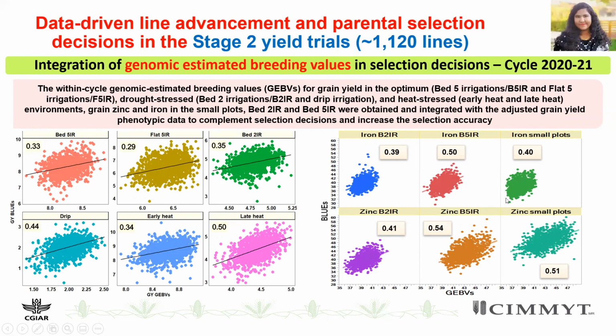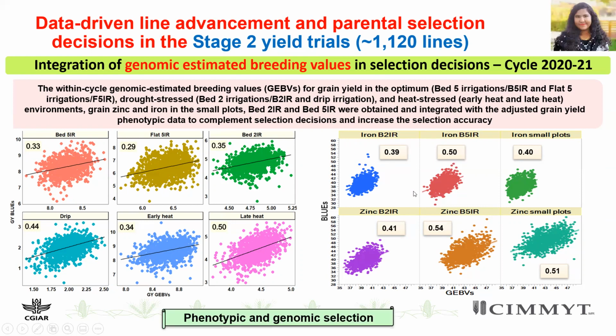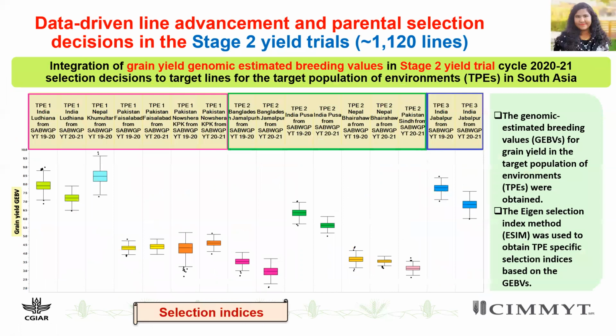And for iron and zinc, these two traits are also incorporated in these breeding cycles. So we have prediction accuracy ranging from about 0.4 to 0.54 for iron and zinc. And these are just different environments where iron and zinc were phenotyped. So here in the stage 2 yield trials, we use a combination of both phenotypic and genomic selection.